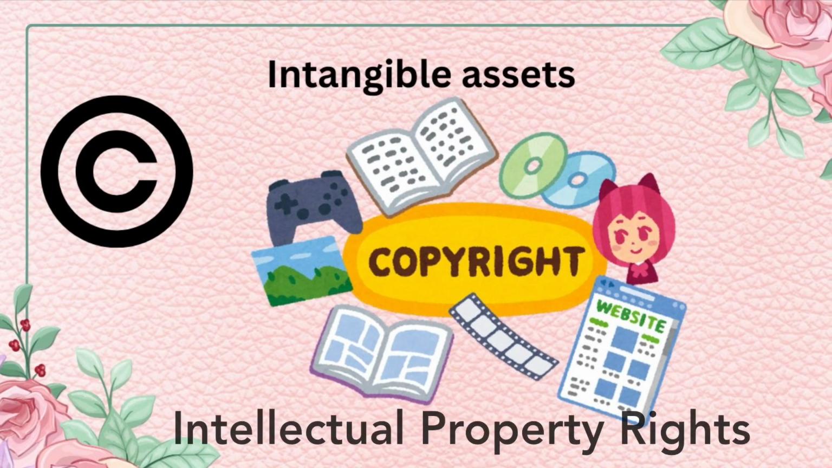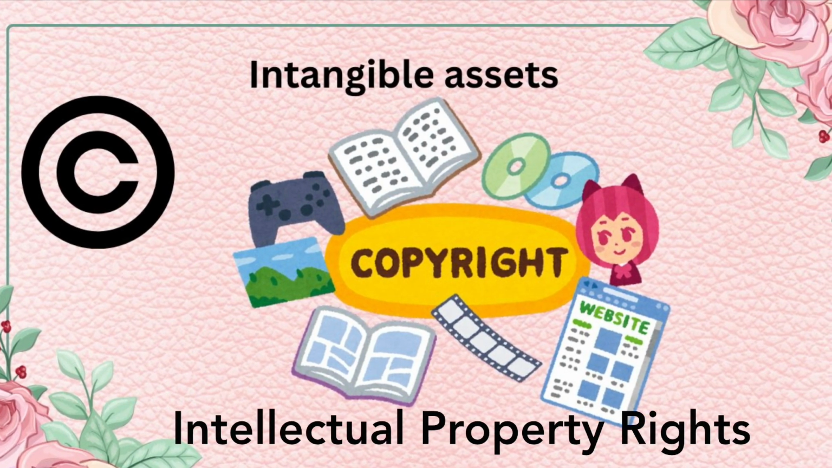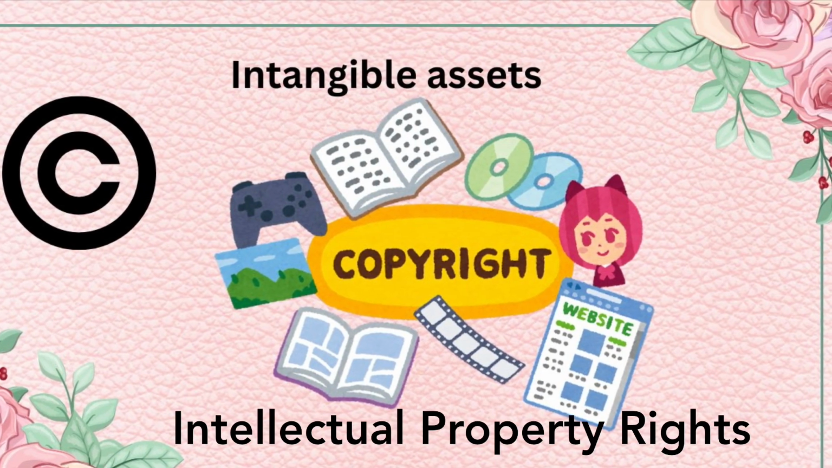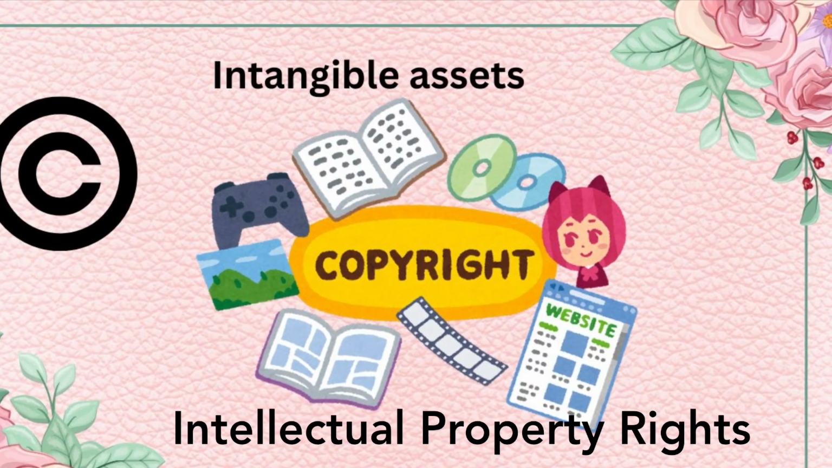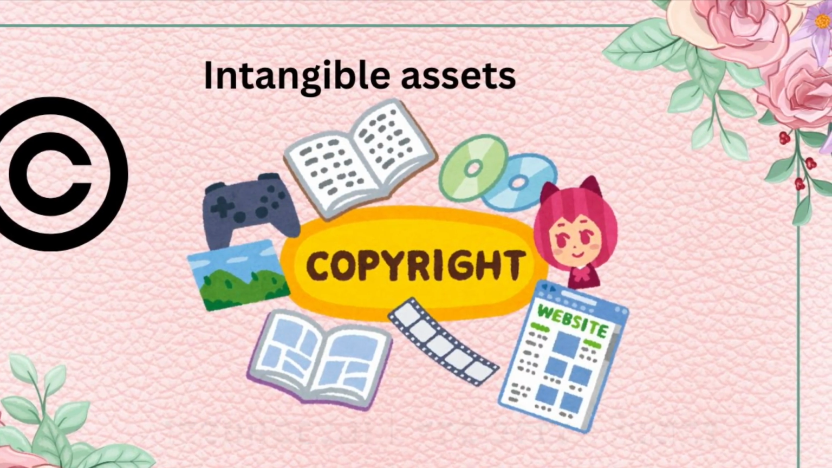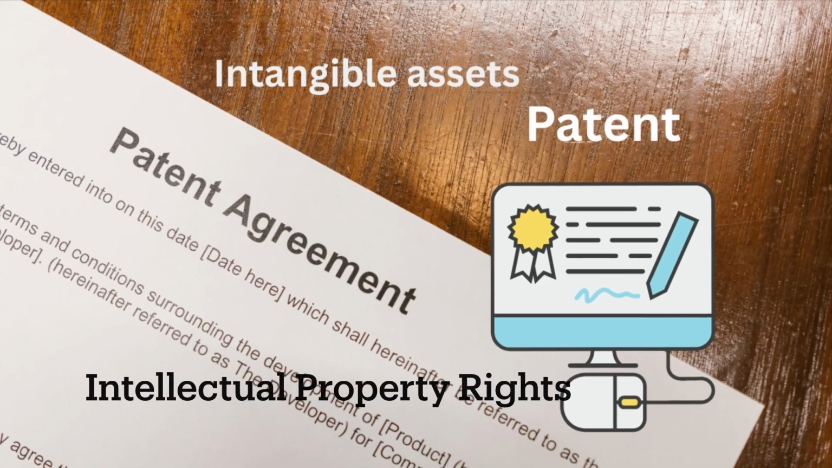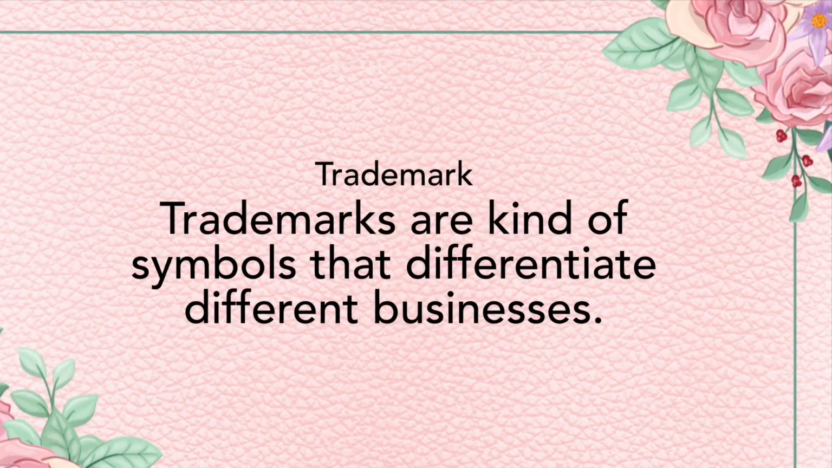Now, what is copyright? Suppose there is a person who has written a book and wants to sell it in the market, but there is a high risk that someone can sell it in their own name. So, to avoid this risk, one can obtain copyright and avoid this situation. Similarly, patents are issued for new inventions, and trademarks are kinds of symbols that differentiate different businesses. So these are all considered under intellectual property rights.